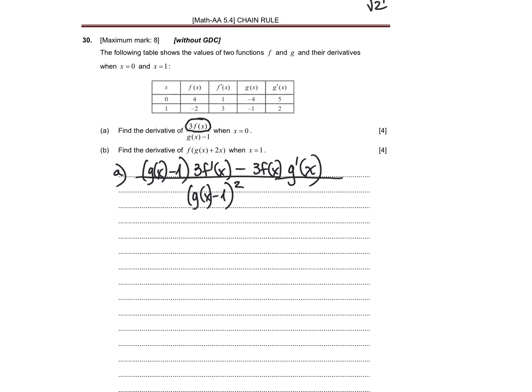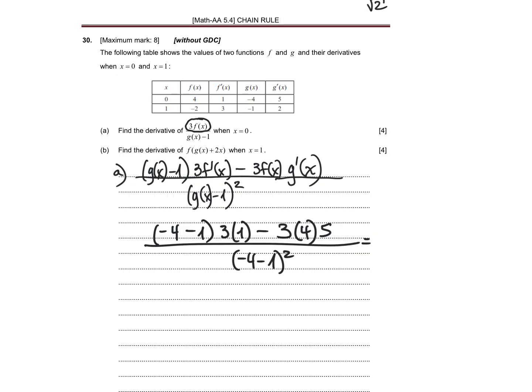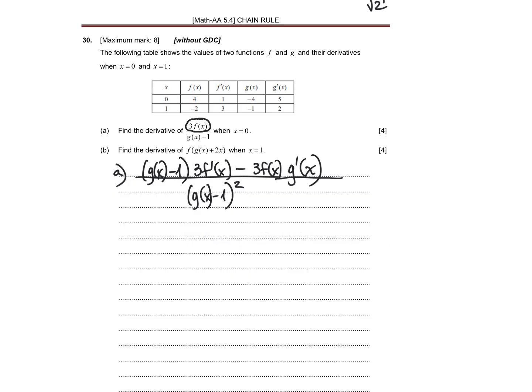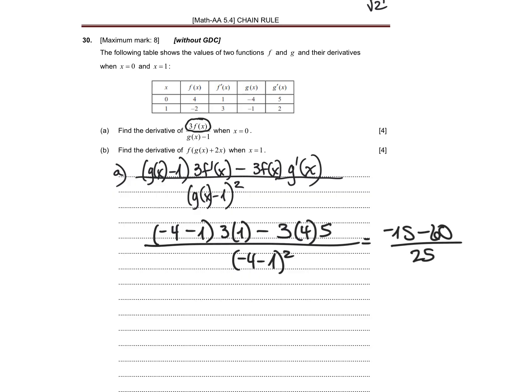So now we want at 0. So g at 0 is negative 4, minus 1, 3. The derivative of f at 0 is 1. f at 0 is 4, and the derivative of g at 0 is 5. And then we have g at 0, so this is going to be negative 4 minus 1 squared. So then this is negative 5 times 3, which is negative 15, minus 60, over negative 5 squared, 25. So this is going to be negative 3.